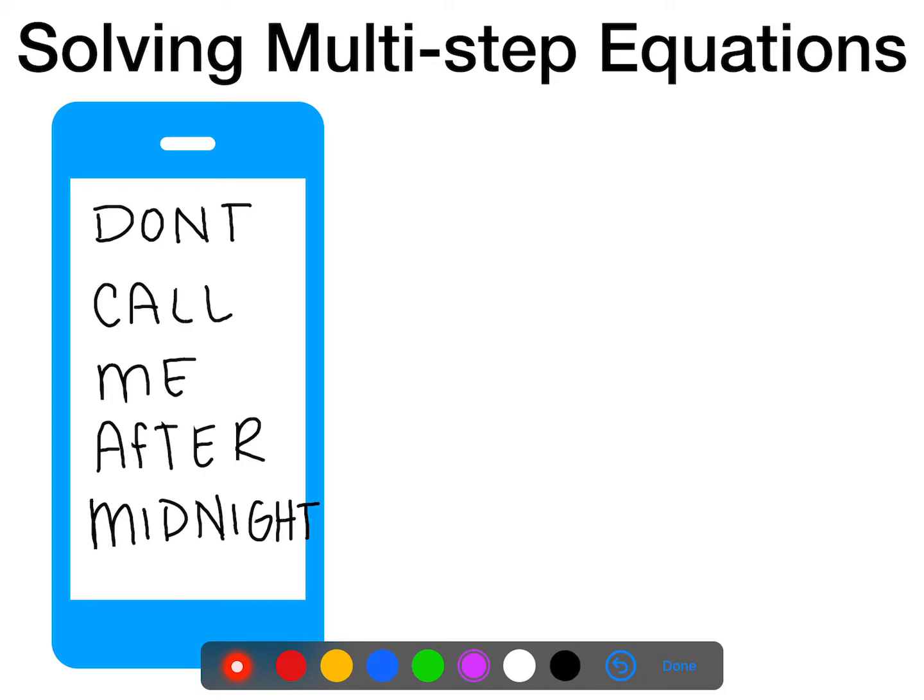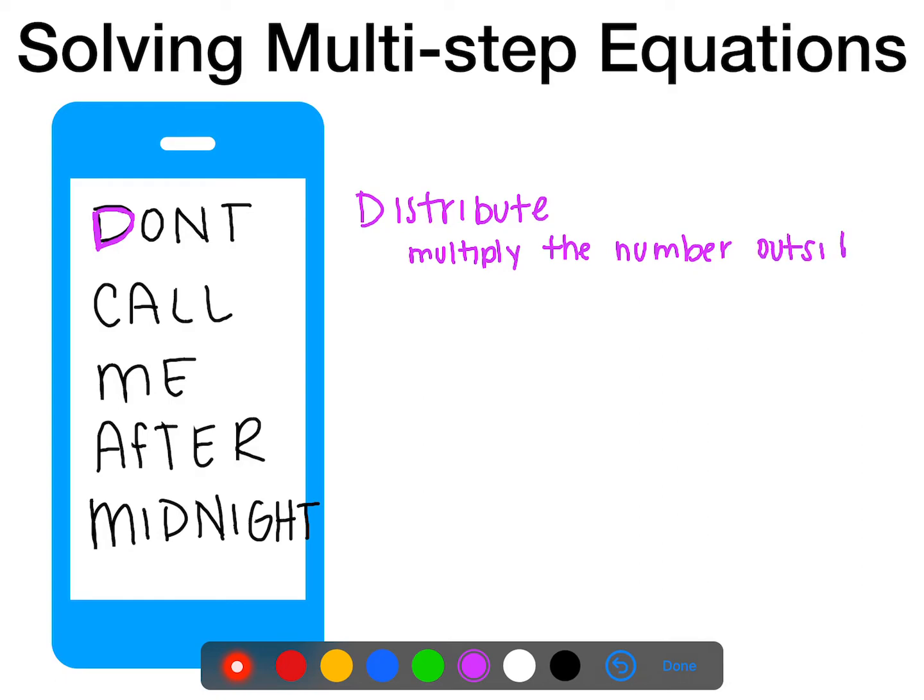So the D in "don't call me after midnight," the D in "don't," stands for distribute. First thing you're always going to do is check to see if there's anything for you to distribute. So that's multiply the number outside the parentheses by what's inside. So first thing you're always going to check, distribute. If there's nothing to distribute, then we move on.